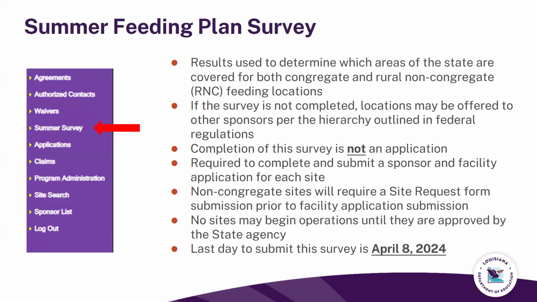So, the summer feeding plan survey. The results of this survey will be used to determine which areas of the state are covered for both congregate and rural non-congregate feeding locations. If the survey is not completed, locations may be offered to other sponsors per the hierarchy outlined in federal regulations. And just remember, completion of this survey is not an application.